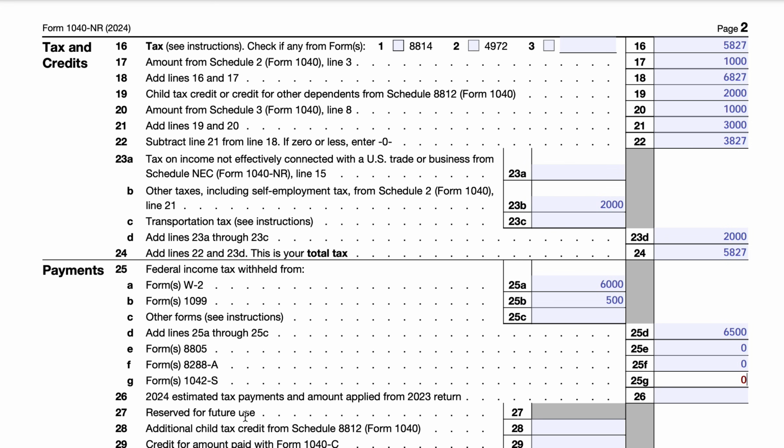Line 26 has to do with estimated tax payments. A lot of people may choose to make additional payments to the IRS over the course of the year. That allows them to minimize or completely avoid any tax withholding penalties that the IRS may impose. So let's back up a second. The Internal Revenue Service expects taxpayers to pay taxes as they go through the tax year and earn income.